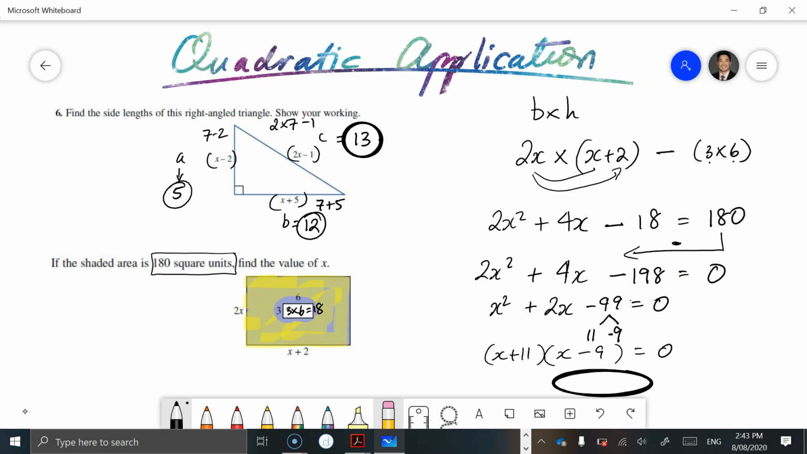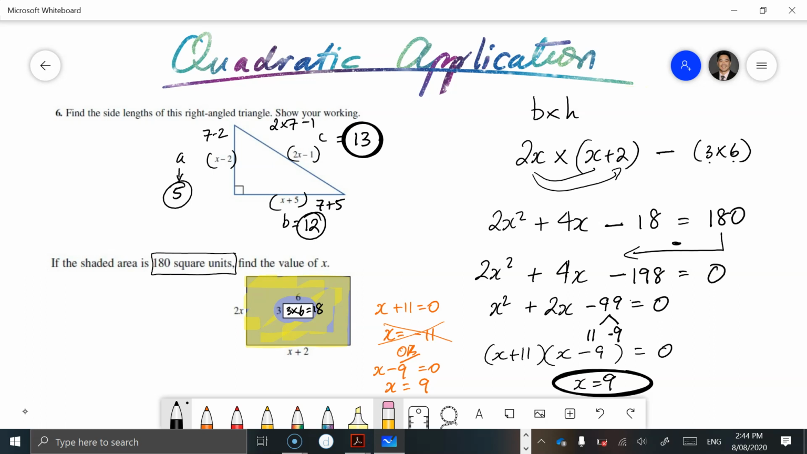If you look at these two brackets and we apply the null factor law to work out what our solutions are, you end up having these two scenarios. x plus 11 is equal to 0, then x is equal to negative 11, or you have the other option, which is x minus 9 is equal to 0, so x is equal to 9. Just as we stated before with the triangle, you can't have a negative value for measurement and dimensions. So your answer is x is equal to 9.